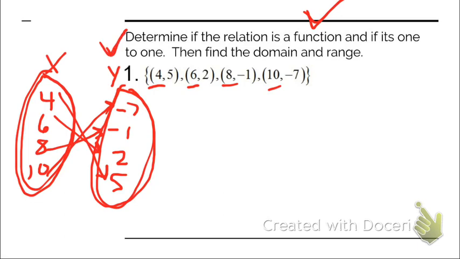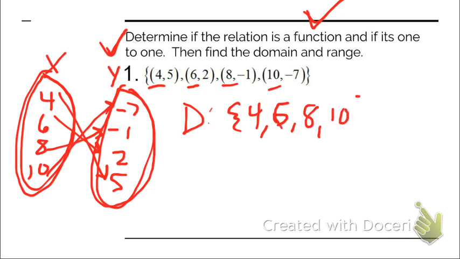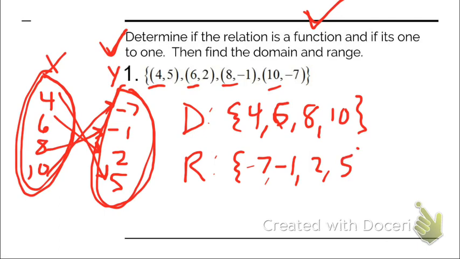Find the domain and range. The domain is a finite set of x values. We want to put them in order. So since it's a finite set, we use those squiggly brackets. So it's going to be 4, 6, 8, and 10. And then our range is our y values. So we want to put that in order. So -7 first, then -1, then 2, then 5. And then these squiggly brackets are for finite sets.